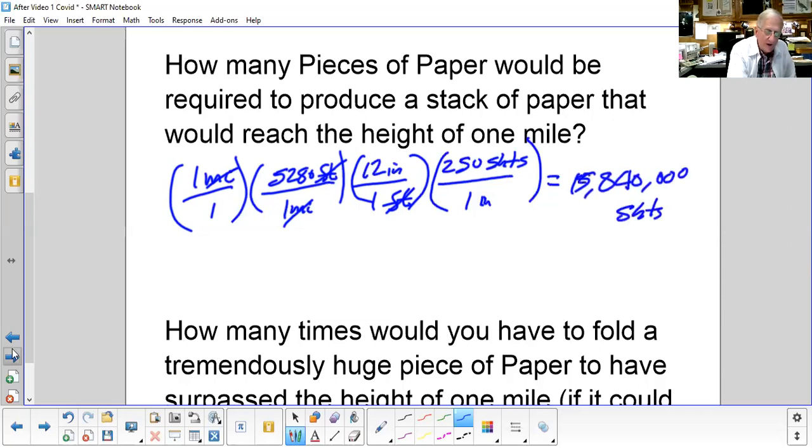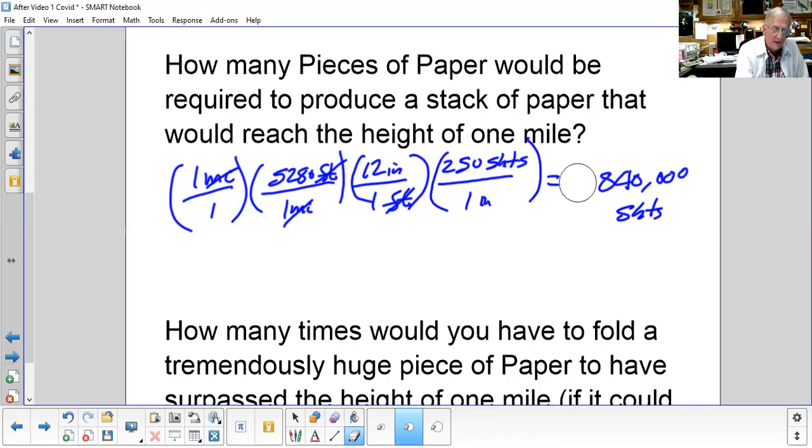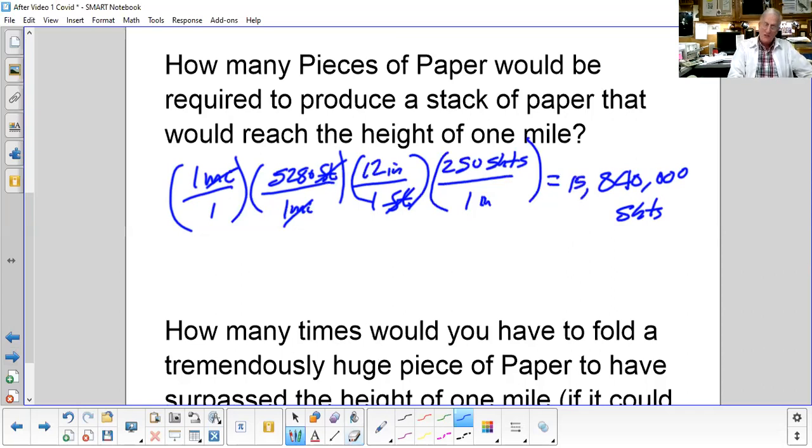That's a 5 there. 15 million. Okay? Now let me erase that and make the 15 look a little better. Okay, so 15,840,000 sheets of paper.